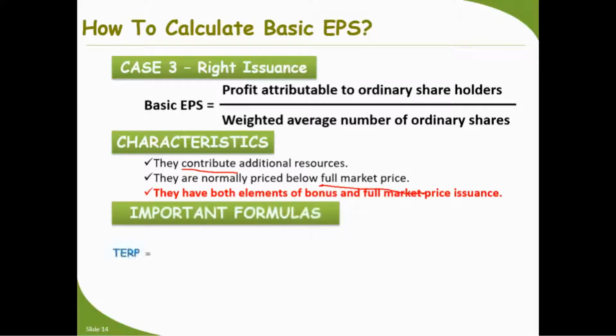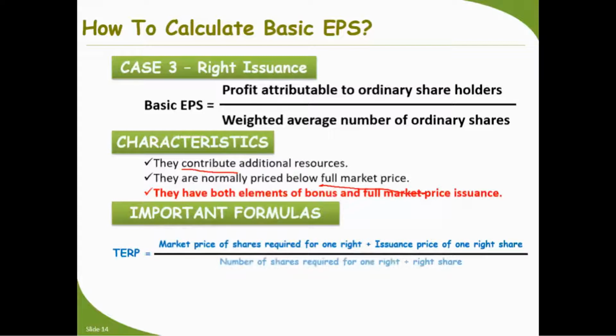Here, the most important formula is to calculate TERP, the theoretical ex-rights price. This is the market price of shares required for one right plus the issuance price of one right, divided by the shares required for one right plus one right. This is the easiest formula to calculate TERP.